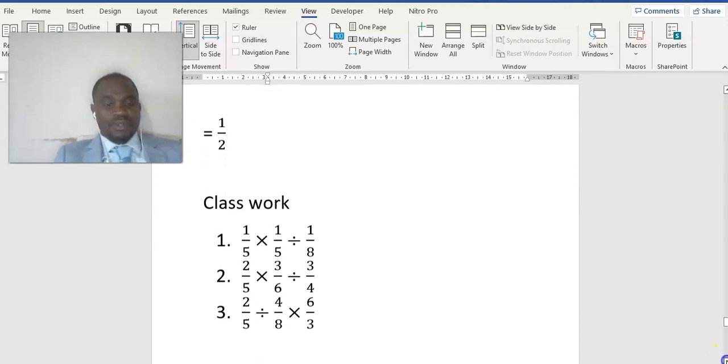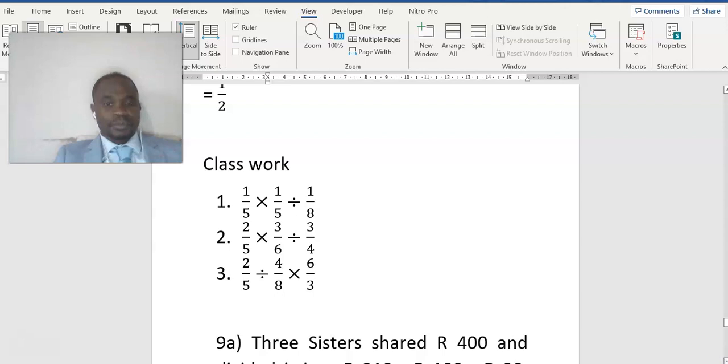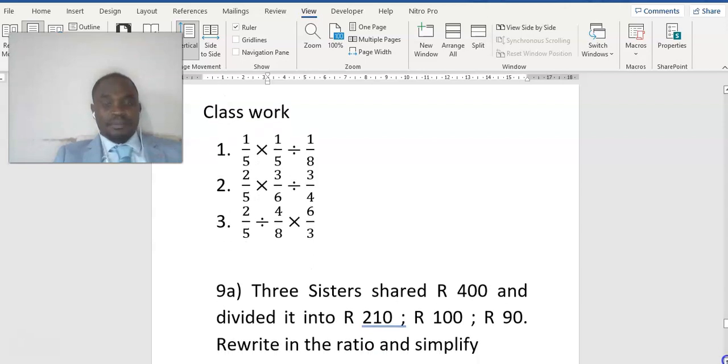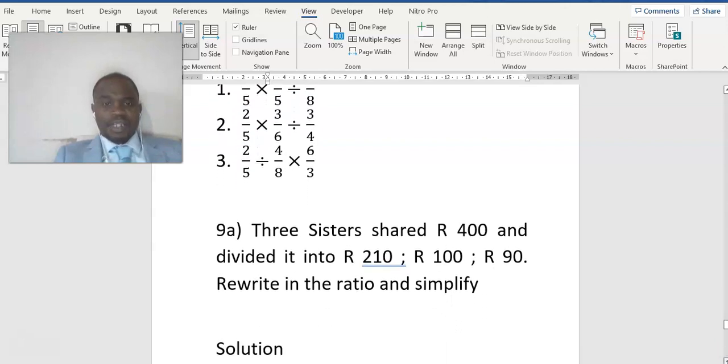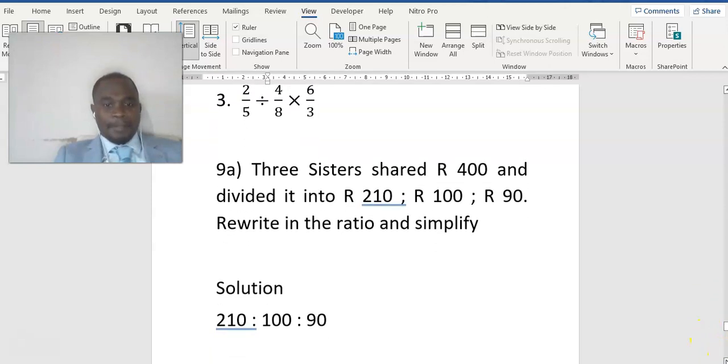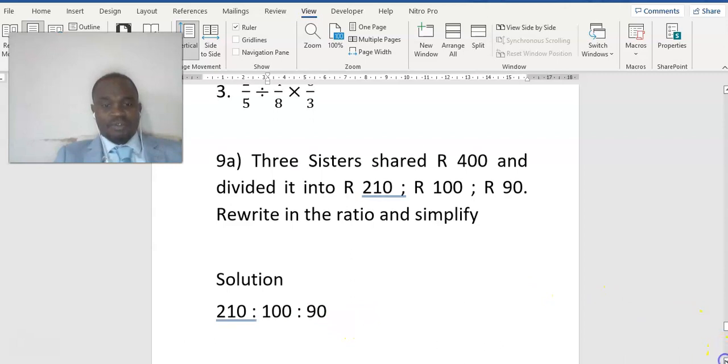Okay, so you do this one for me. Then look at this one. 3 sisters share 400 rand and divide it into 210, 100 and 90 rand. Rewrite it in a ratio and simplify. To do this one, remove all the rand, just write the numbers. I've written it in ratio form, but I've not simplified it. I'm going to simplify it now.